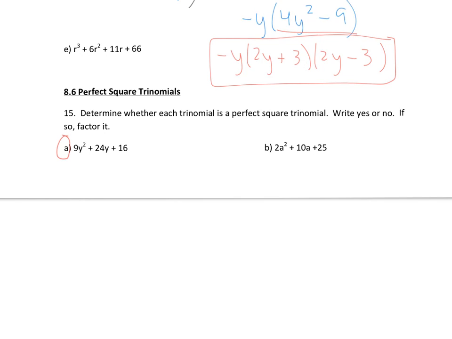In order to have a perfect square trinomial, I need to be able to take the square root of the first term times the square root of the last term times 2 or negative 2 to equal the middle term, and if it does, you have a perfect square trinomial. If it doesn't, you don't. So let's look at A.